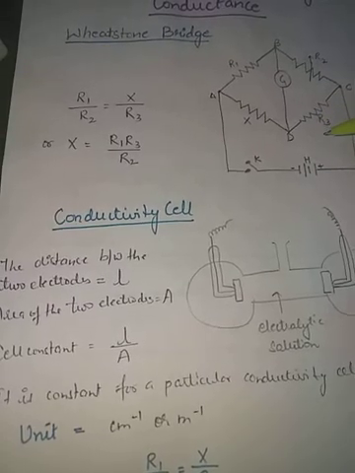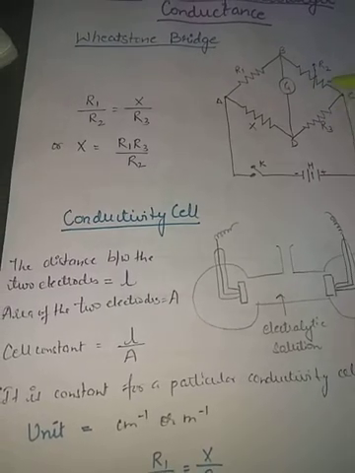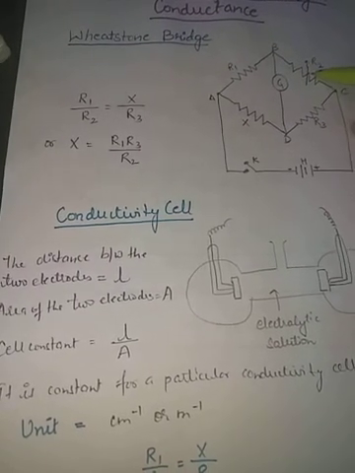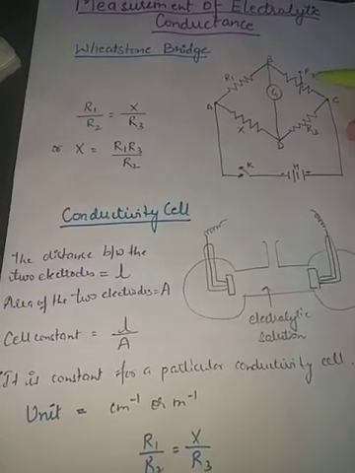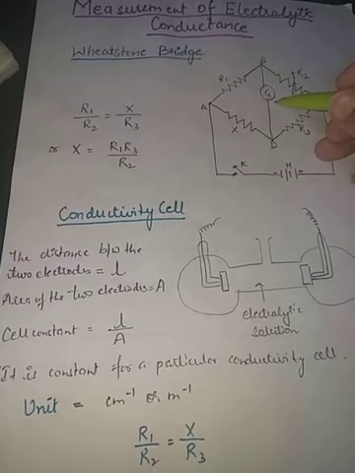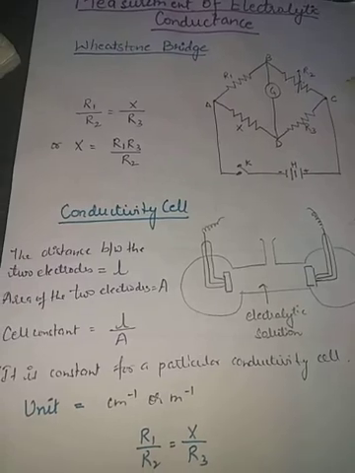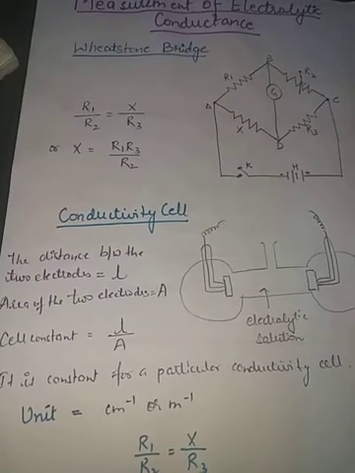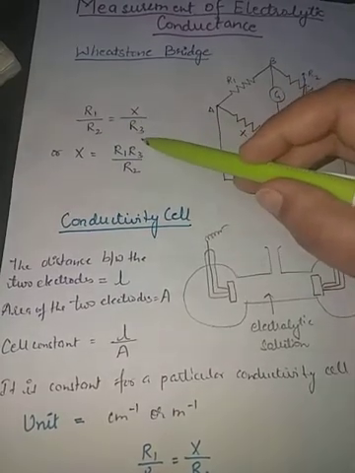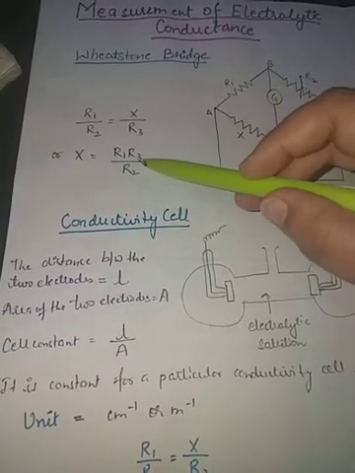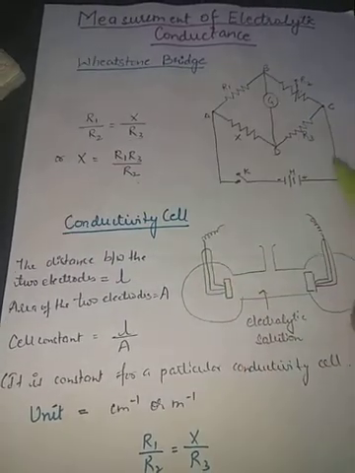After completing the circuit with the help of the key, the variable resistance R2 is adjusted in such a way that a null point is obtained. Null point means there will be no deflection in the galvanometer. When this stage comes, then according to the Wheatstone bridge principle, R1 upon R2 equals X upon R3, and X equals R1 R3 upon R2. So this was about the Wheatstone bridge.